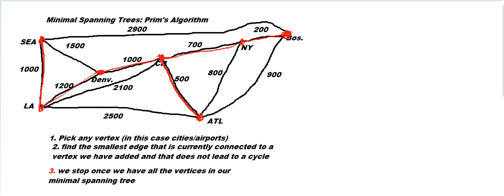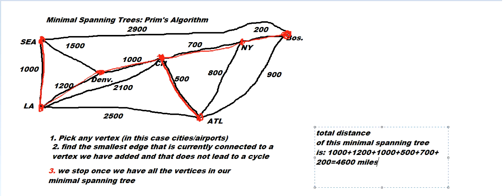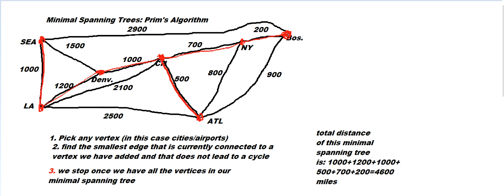So for this one, we've got all the cities connected. If we tell the airline to fly these routes, they'll be able to get anywhere up to these airports. And then the total distance of this minimal spanning tree, minimal in the sense that there's no other way we could organize routes that has a smaller total distance, is 1,000 plus 1,200 plus 1,000 plus 500 plus 700 plus 200. I'm getting 4,600 miles. If we were designing this for the airline, we would tell them to fly these routes.